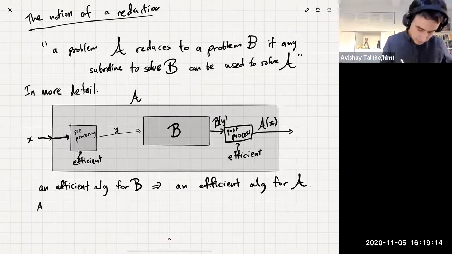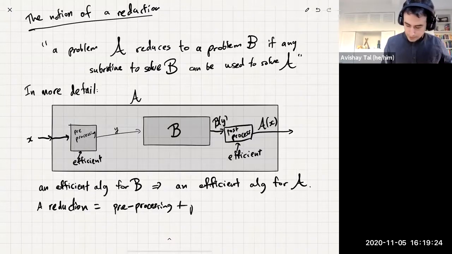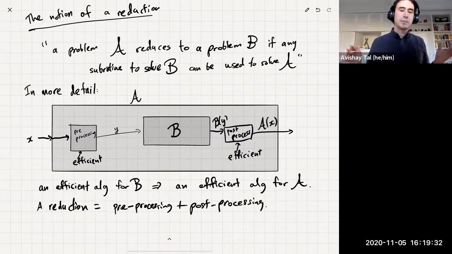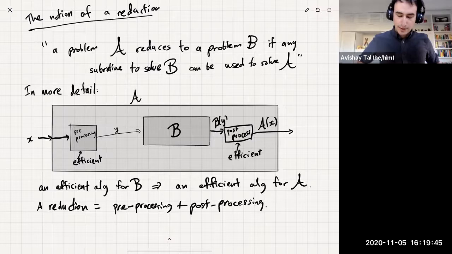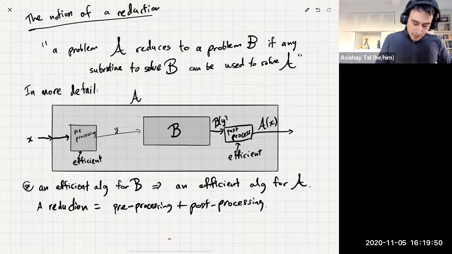Okay, so a reduction equals pre-processing plus post-processing. And sometimes one of them would be very simple. Sometimes the post-processing would be doing nothing. Sometimes you would just get the answer from B, and this would also be the answer for A of X. But sometimes we will need to do more involved things, as you can see in the example that we already showed. Now, this line is sort of very clear, right?